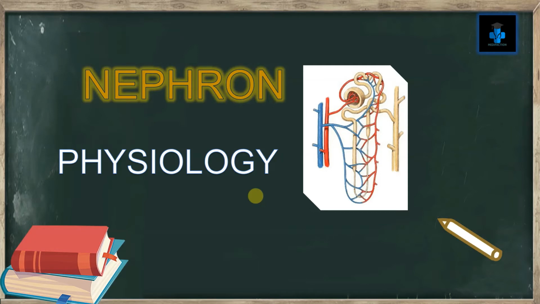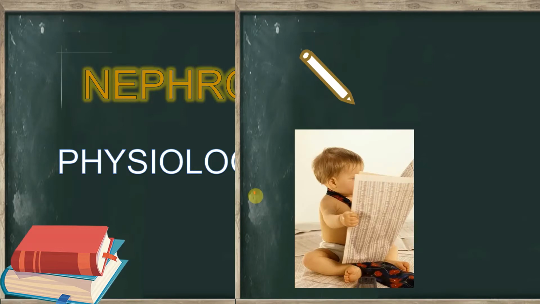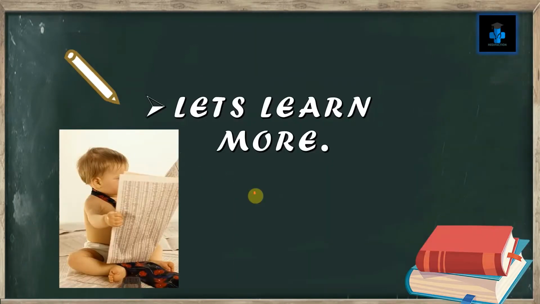So today we're going to learn about the physiology of nephron. So what is a nephron? A nephron is nothing but the microscopic structural and functional unit of the kidney. So in order to learn more, let's go in detail to learn more about nephron.